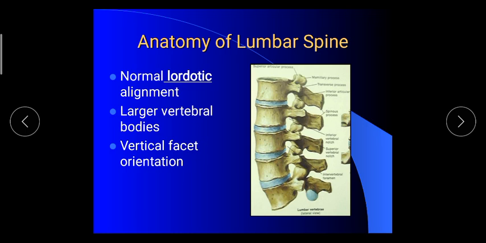Anatomy of the lumbar spine. Here there is lordosis in alignment. The vertebral bodies are larger, the facets are oriented vertically, and the movements which take place in the lumbar region are flexion and extension, that is the bending movements, forward bending and backward bending.